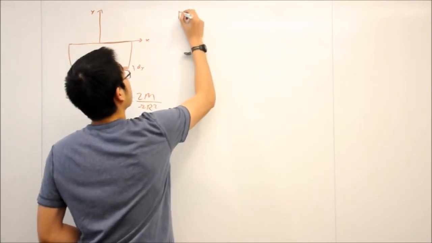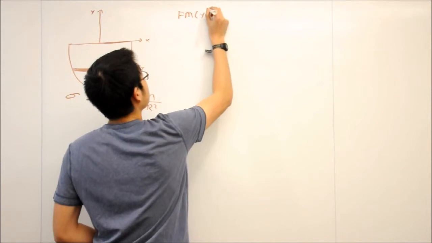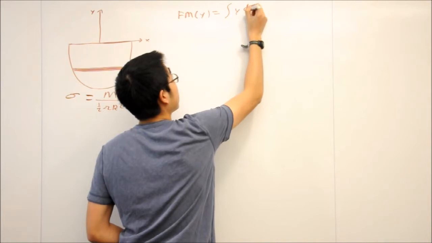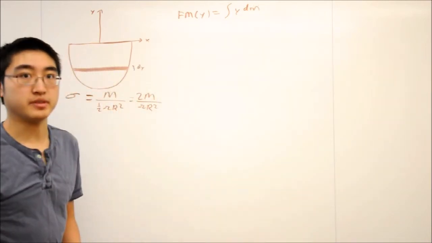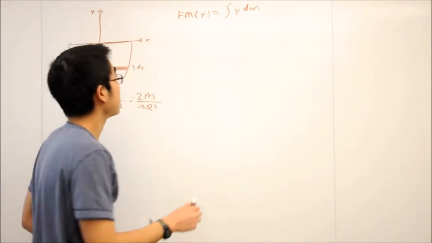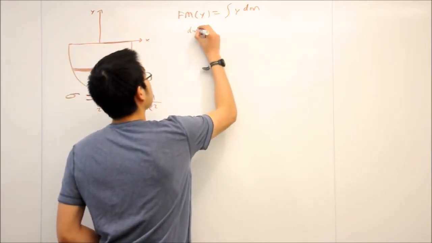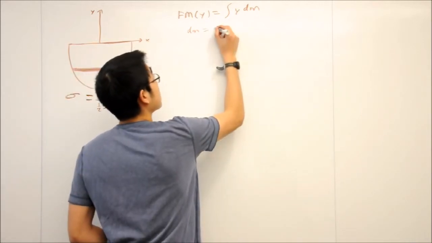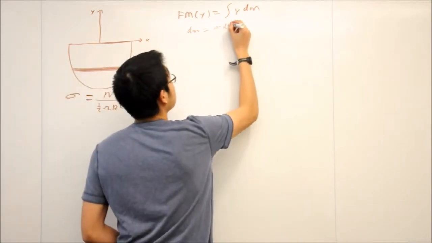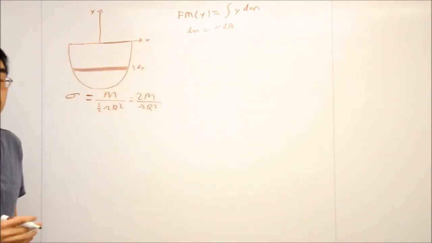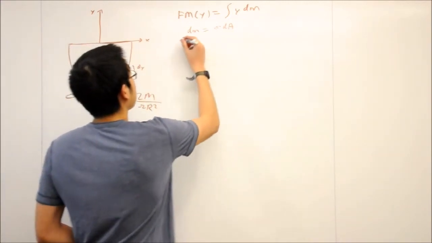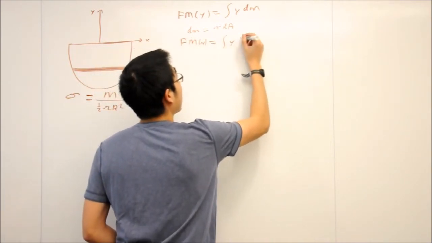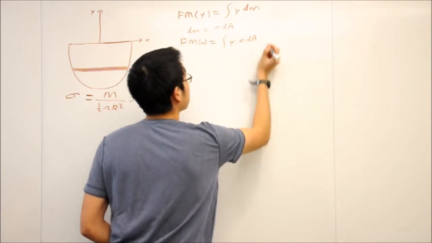Then the first moment in the y direction is given by the integral of y dm, where dm is an infinitesimal mass element. Now, since we know sigma, we can calculate dm, which is just sigma, the mass per unit area, times dA, where dA is an infinitesimal area element. So this means that the first moment in the y direction is the integral of y sigma dA.